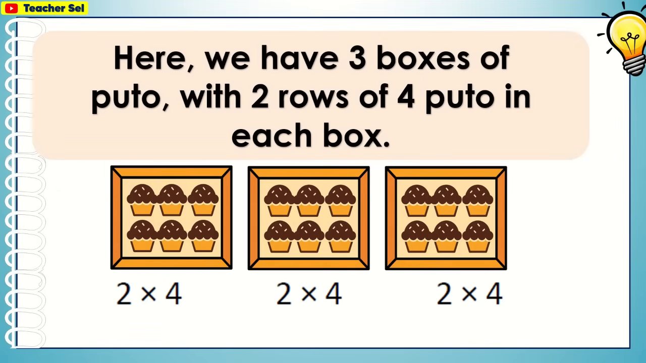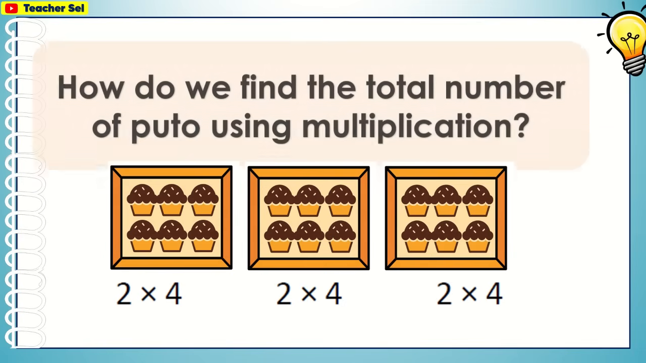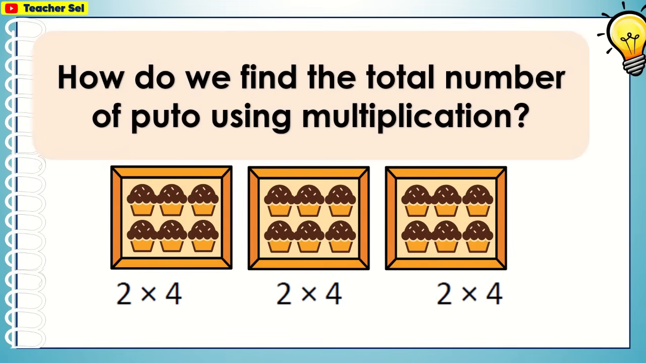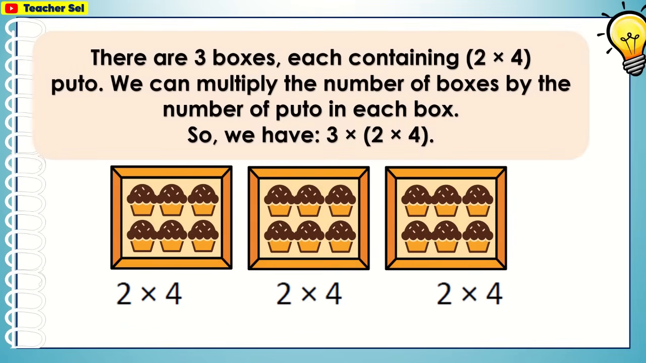Here, we have 3 boxes of puto, with 2 rows of 4 puto in each box. How do we find the total number of puto using multiplication? There are 3 boxes, each containing 2 times 4 puto. We can multiply the number of boxes by the number of puto in each box. So, we have 3 times (2 times 4).